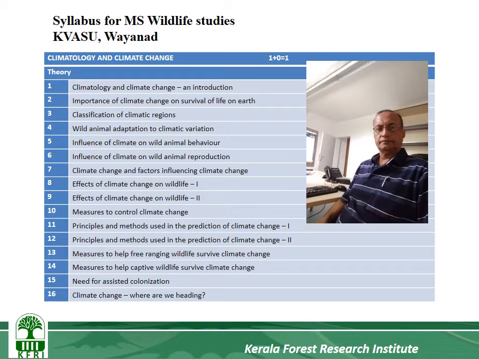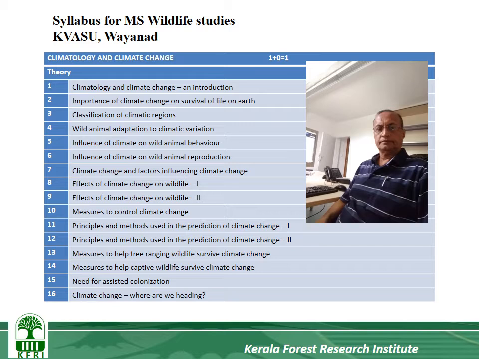So we will be looking into the details of climate change, especially the scientific science behind climate change, and how the forestry and wildlife are going to be affected by it, and then classification of climatic regions, wild animal adaptation to climate variation and climate change, influence of climate on wild animal behavior, and influence of climate on wild animal reproduction, climate change and factors influencing climate change, then effects of climate change on wildlife and measures to control climate change. Especially we will be looking at the adaptation and mitigation measures suggested by the United Nations and the various international conventions associated with it.